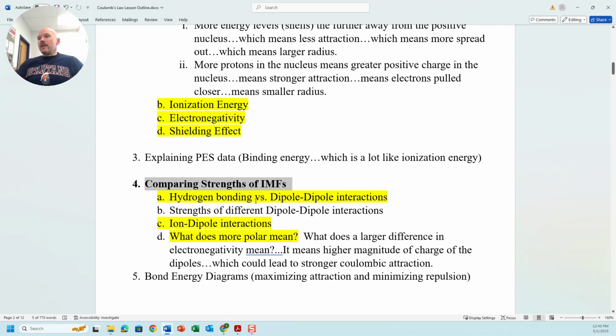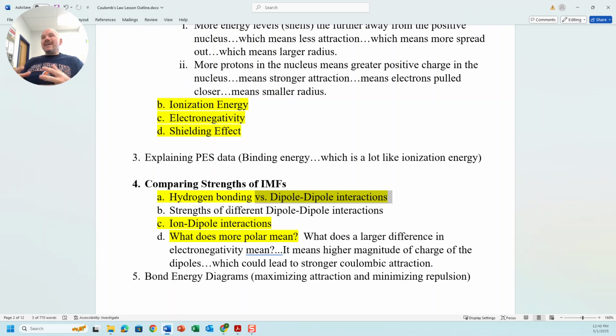So like hydrogen bonding, why are those FON bonds so important? Well, remember, more polar just means higher magnitude of charge on the dipole, right? More polar means the electronegativity difference is bigger. The bigger the electronegativity difference, the more polar it is, and the more polar it is, the higher the charge of the dipoles, and the higher the charge of the dipoles, the stronger they're going to interact in terms of Coulombic attraction with an opposite dipole.